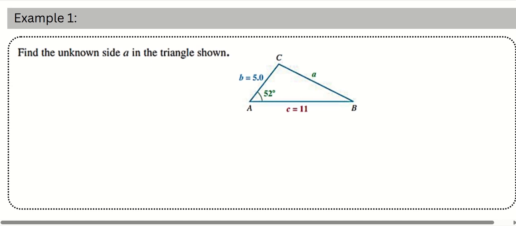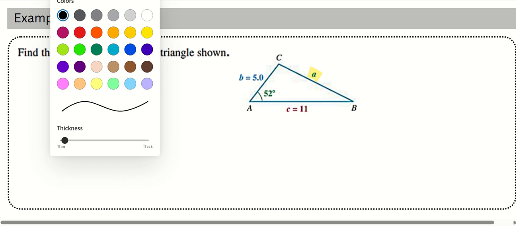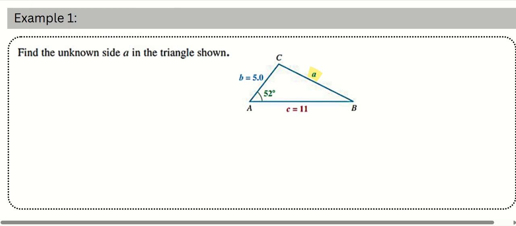So here it says find the unknown side A in the triangle shown. So we're looking for side A. We are given that this is a side angle side triangle.